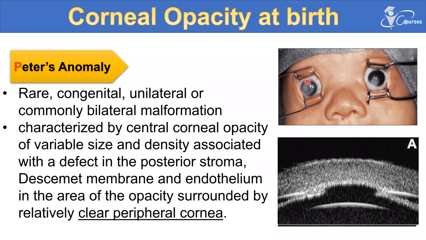And of course, if we are in doubt of Peters anomaly, we order a UBM or ultrasound biomicroscopy that can delineate the layers of the cornea and can show if there is a defect in the posterior layers, which is the sign of Peters anomaly. Okay.